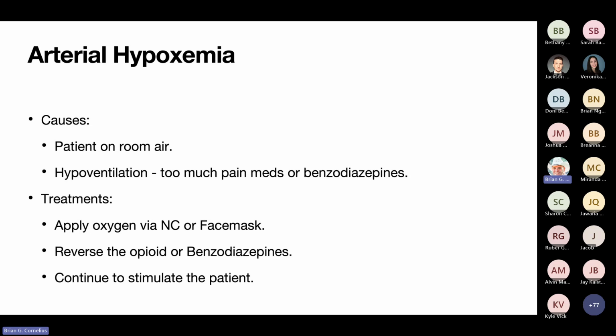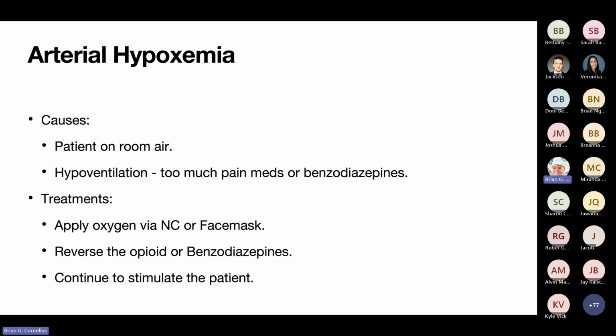You may also see that they're not breathing adequately. Well, why aren't they breathing adequately? Unfortunately, a lot of times we're to blame for this. Maybe we gave them too many opioids. Maybe we gave them too much Versed. Maybe they got too much Precedex. Any number of things can cause this. So just be mindful of that and make sure that your patients are not hypoventilating.